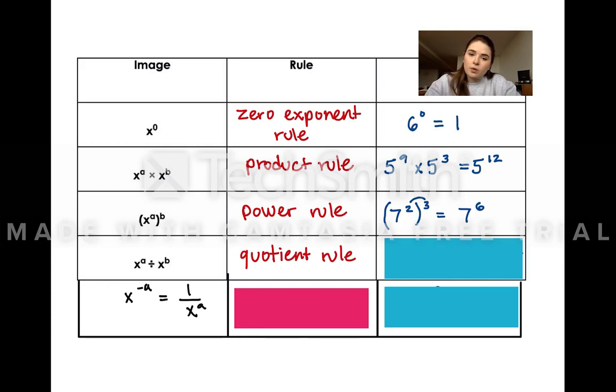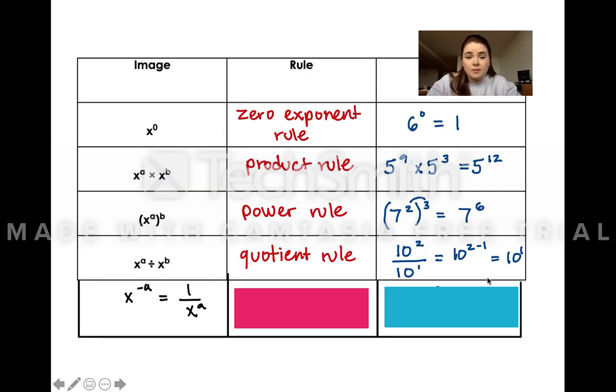Next, I have the quotient rule. I use the quotient rule when I'm dividing exponents that have the same base, and I subtract their powers. So in this example, I have 10 to the 2nd power divided by 10 to the 1st power. I subtract the exponents, and I'm left with 10 to the 1st, or I could have just written 10.